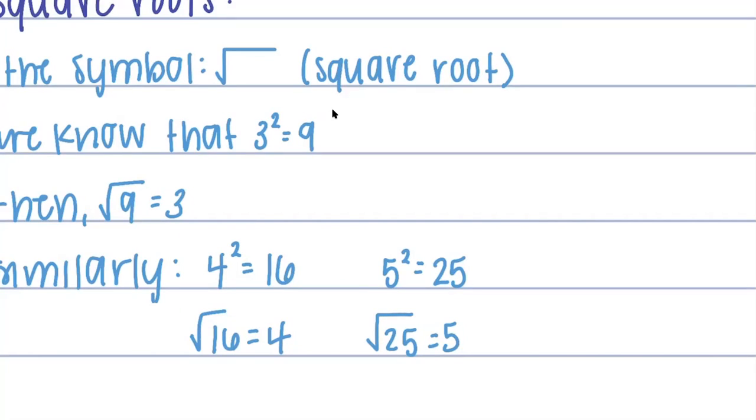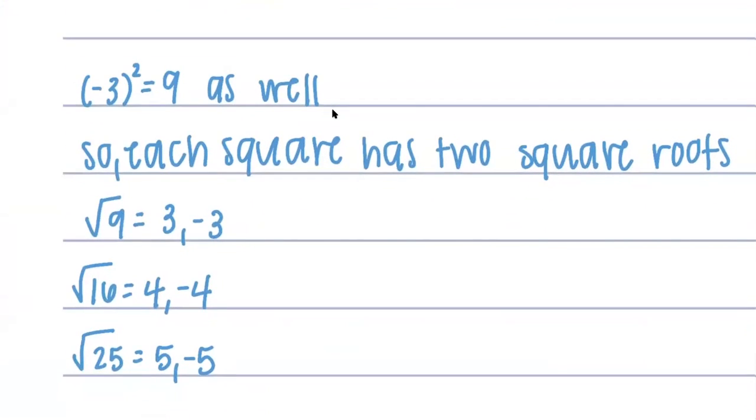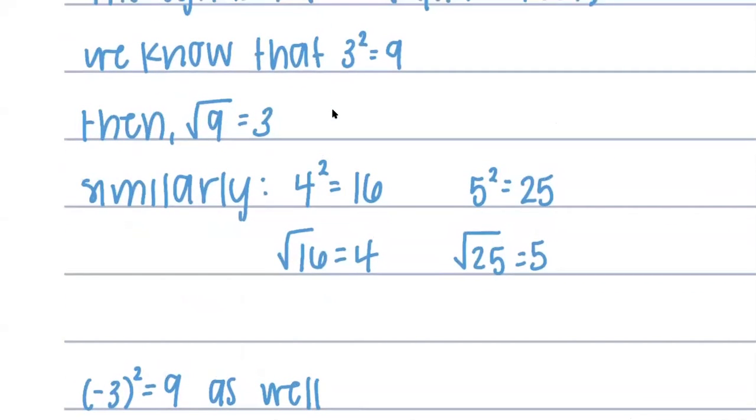So, back to a simpler number. 5 squared is 25, so the square root of 25 would be 5. This probably isn't too difficult, and should make sense. But another thing you need to remember is that when you square a negative number, you get a positive number. So when you square -3, you get 9, and when you square +3, you get 9. So what you learn from this is that each square has 2 square roots. Up here, I told you that the square root of 9 was 3.